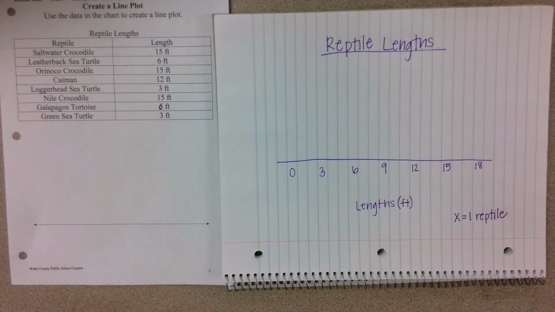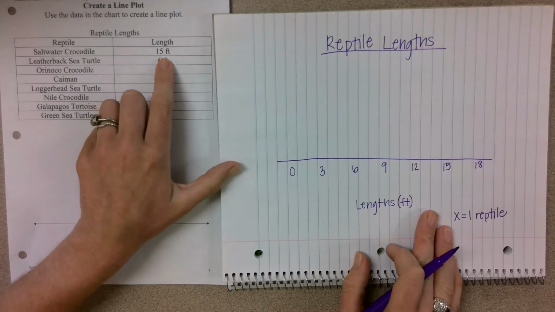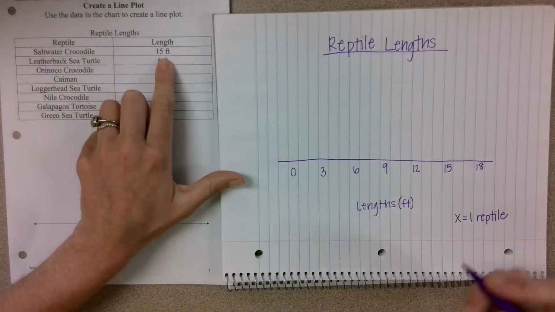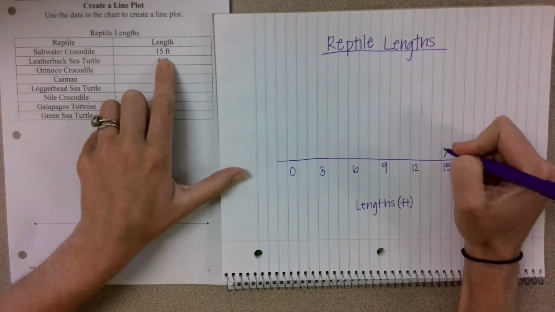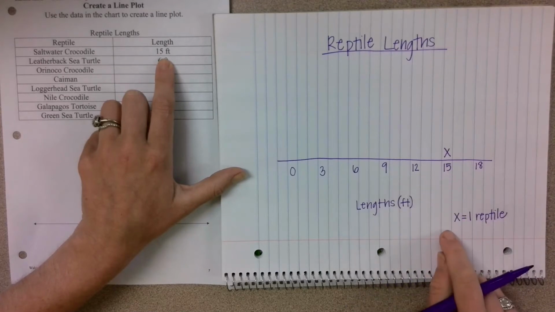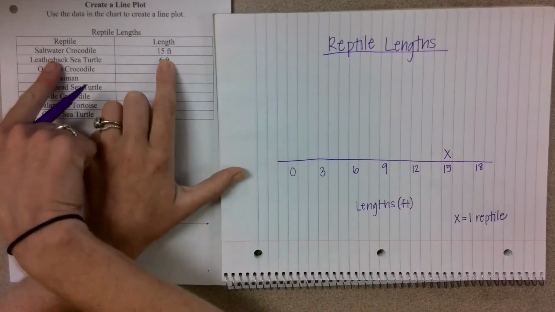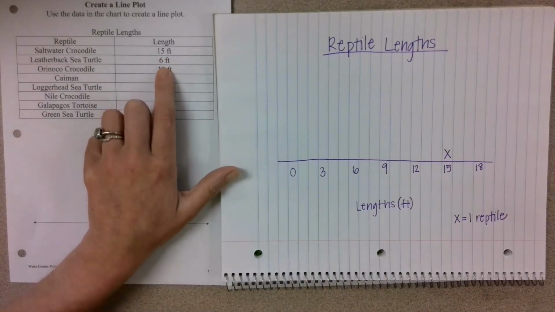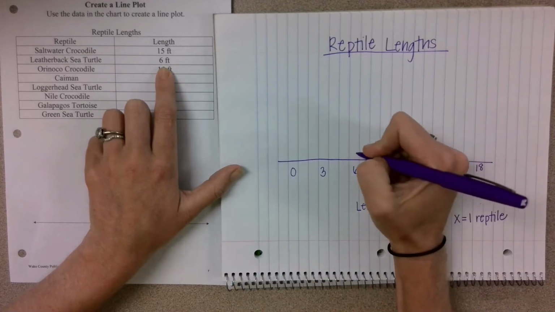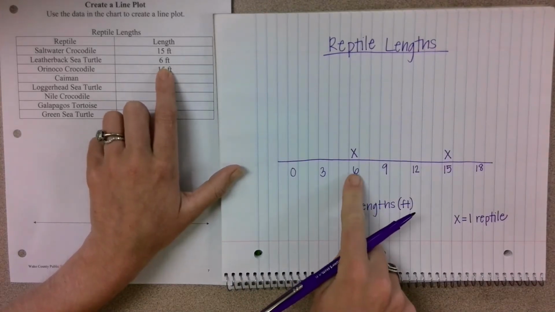So now I'm just going to plug in my data into my line plot. I see that a saltwater crocodile is 15. So I'm going to put 1 X above 15 because that tells me 1 X equals 1 reptile, and that X represents the saltwater crocodile. Now the leatherback sea turtle is 6 feet. So I'm going to put 1 X above 6.